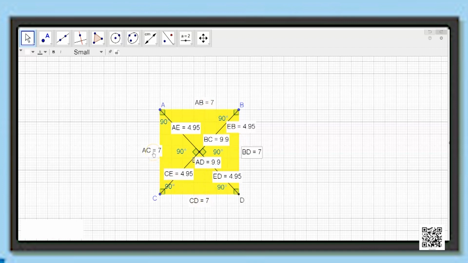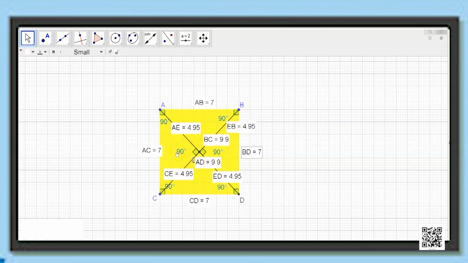Now, what are the other changes which have happened in this parallelogram? Now, look at the diagonals. They are intersecting at 90 degrees each. That means the diagonals are perpendicular to each other. And what can you tell about the diagonals? You can see the diagonal BC is 9.9 and AD is also 9.9. So, the diagonals have also become equal and they bisect each other also.